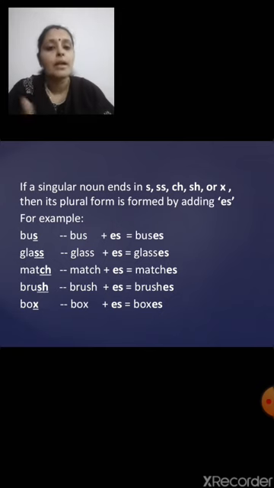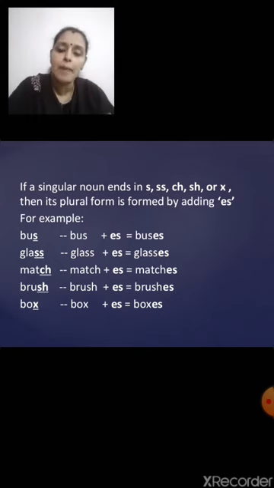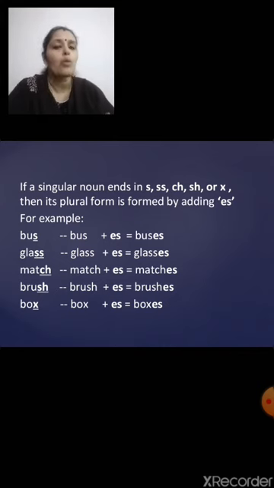The same way, glass. Glass plus es becomes glasses. Match. The last two letters are C and H. So we will add es to form the plural form. So match plus es becomes matches. Brush plus es becomes brushes. And box plus es becomes boxes. So when we are forming the plural form of nouns which end in s, ss, ch, sh or x, then we add es to the singular noun to form the plural.